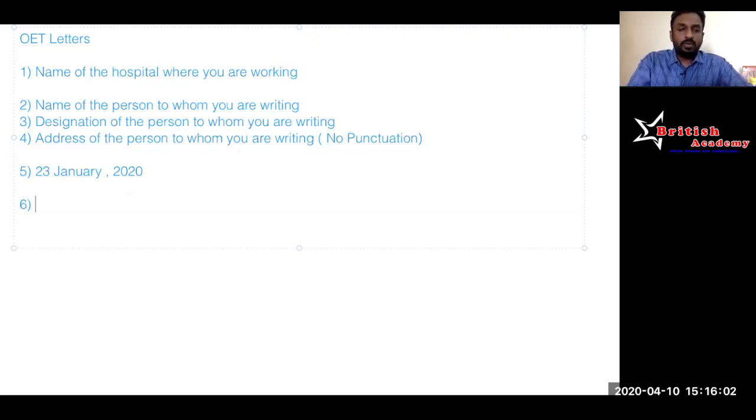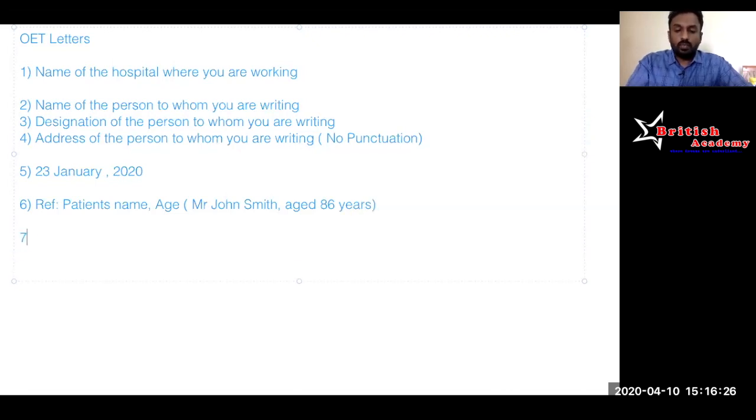The sixth point would be your subject, that is your reference. Either you write RE or REF, both are fine, no problem with that. This will always be the patient's name or age. For example, Mr. John Smith, comma, age 86 years. This is also fine, no problem with it.